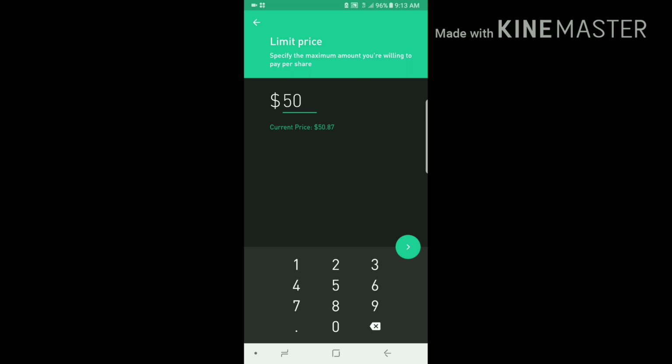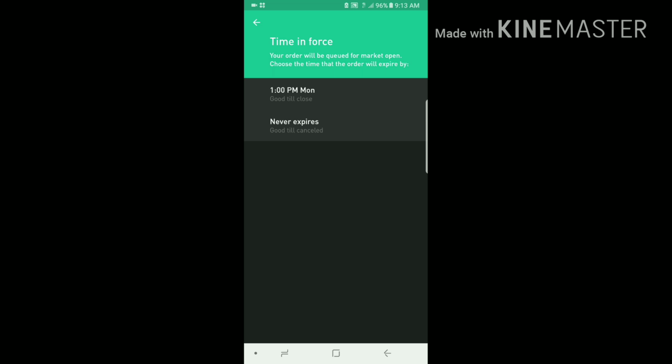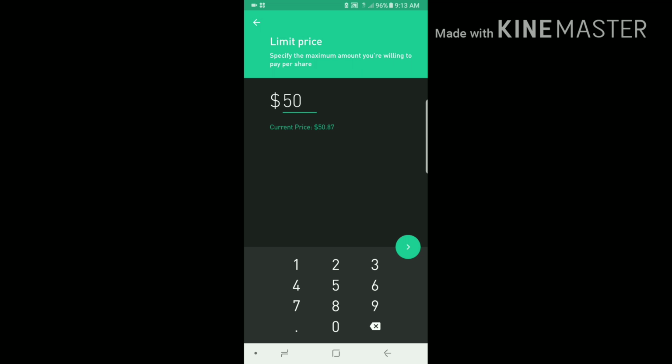You put $50, and then it tells you whether you want to do it for that day, or it never expires. If you put for that day, it's going to get canceled by the end of the day. But if you put never expires, it's always going to keep that limit. So whenever the stock reaches $50, it'll automatically buy it for you.